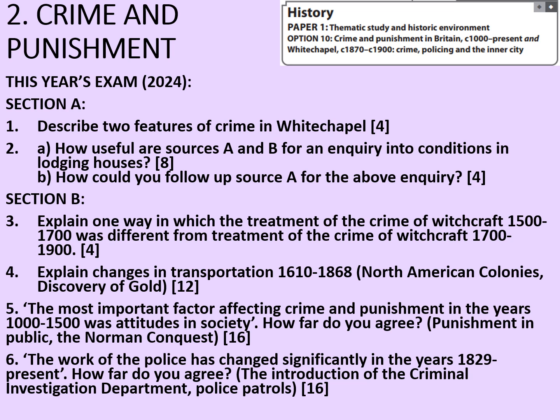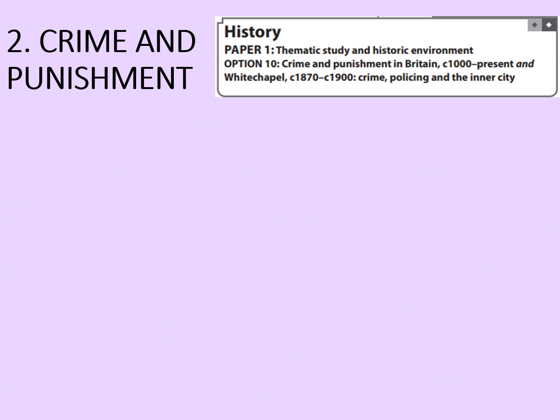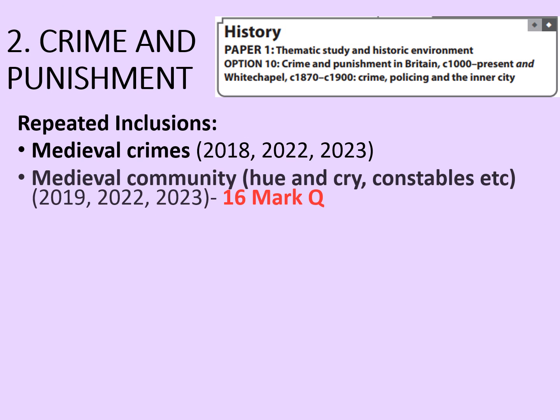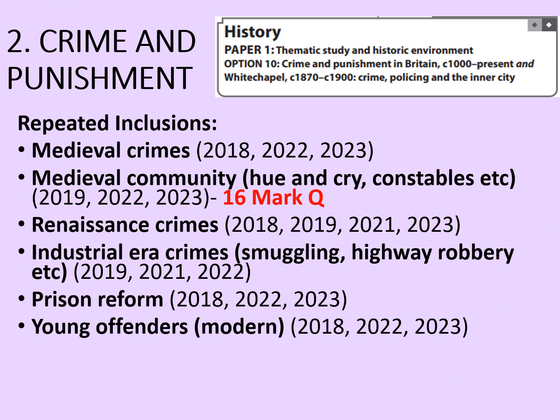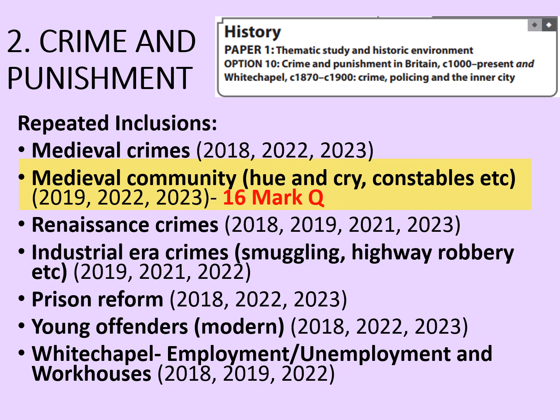So let's have a look at what predictions came true and whether we think this is a particularly fair paper. I listed the following as repeated inclusions that have appeared time and time again. And as you can see, medieval community, the hue and cry and constables may have been relevant to that first 16 marker, but only really as contextual knowledge. They weren't called out very specifically. So let's proceed.